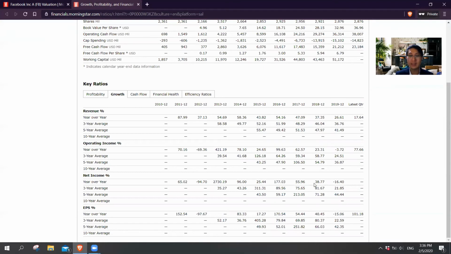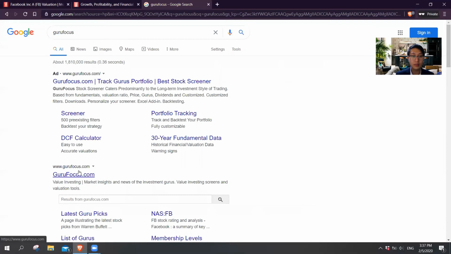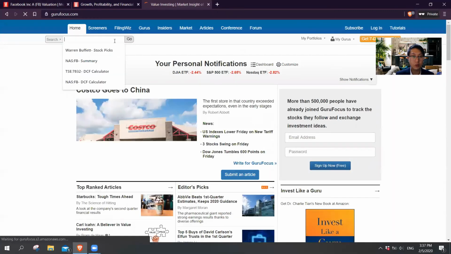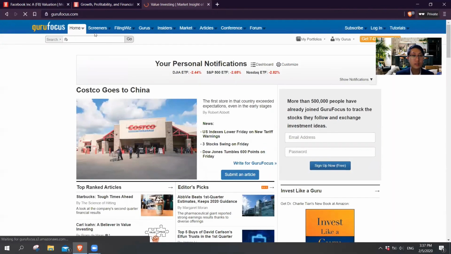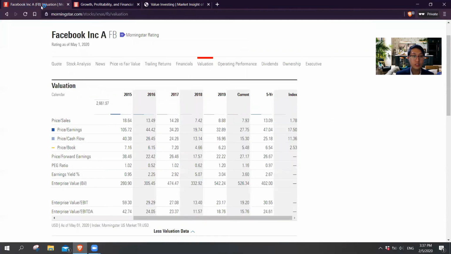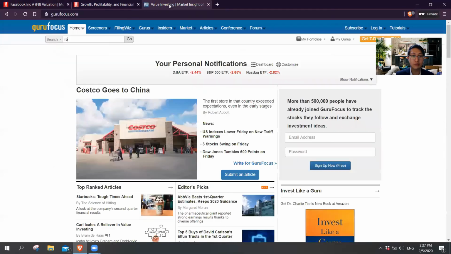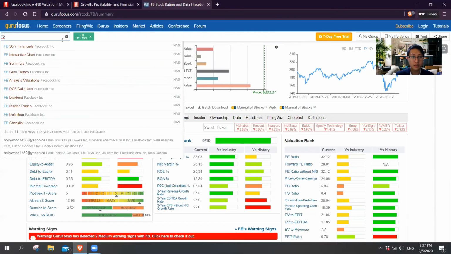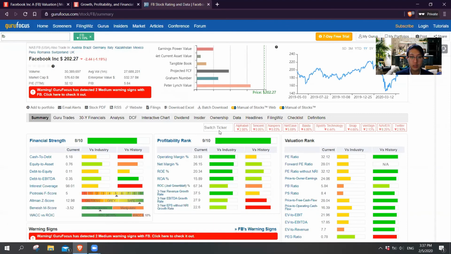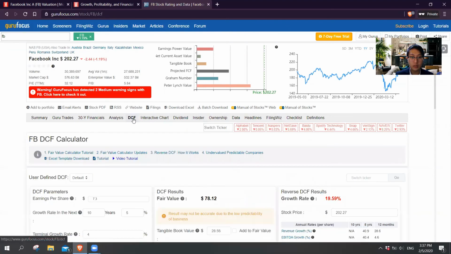If every year they're growing at 80% or more, then they can still buy it even though the PE ratio is very high. Another type of evaluation is using GuruFocus. You type Facebook. As you can see, the ticker symbol is beside the company name, which is FB, which is why I type FB. You can either find the DCF calculator from here, or you can do what I did just now. You press Facebook, press enter, which brings you to this page, and you can just go to the DCF by clicking this.